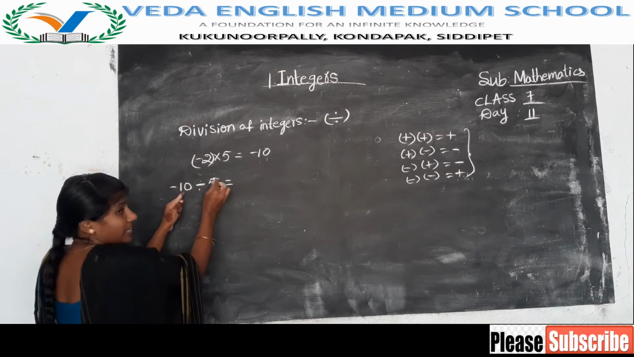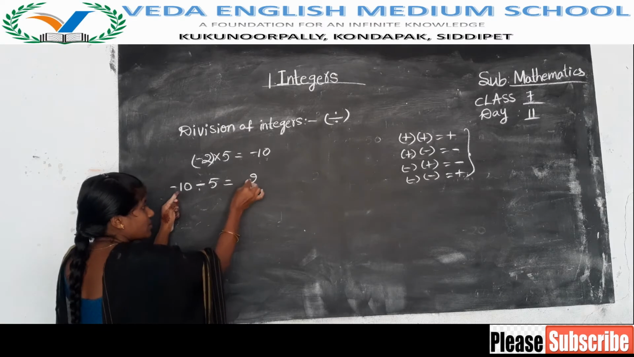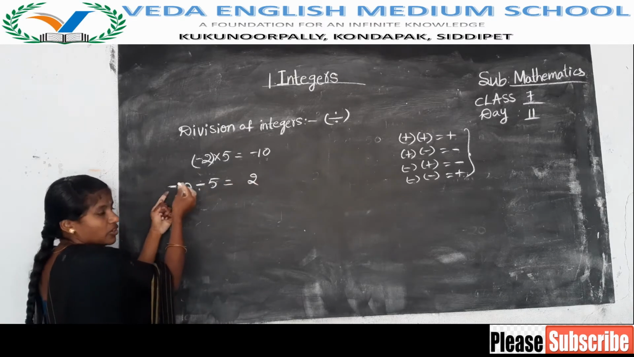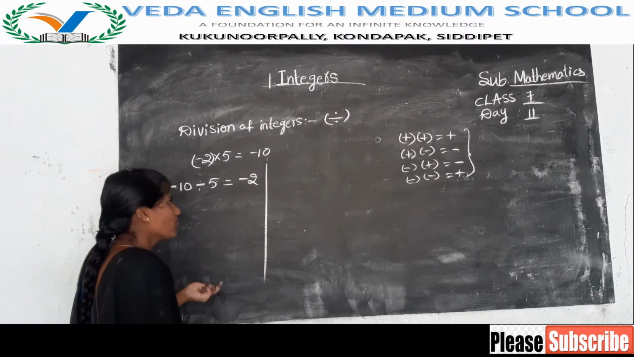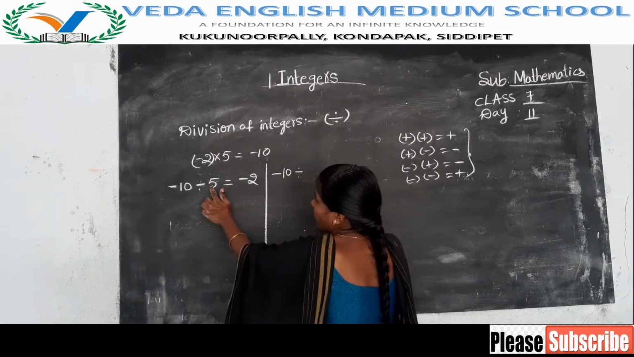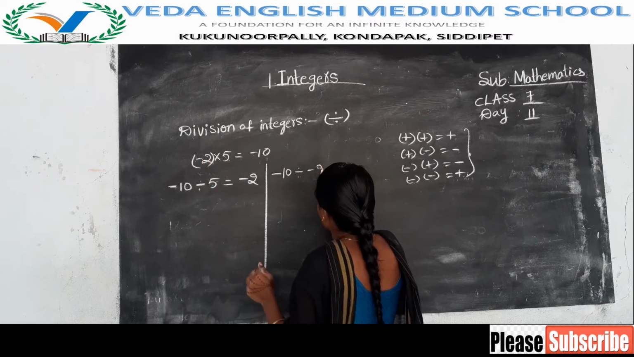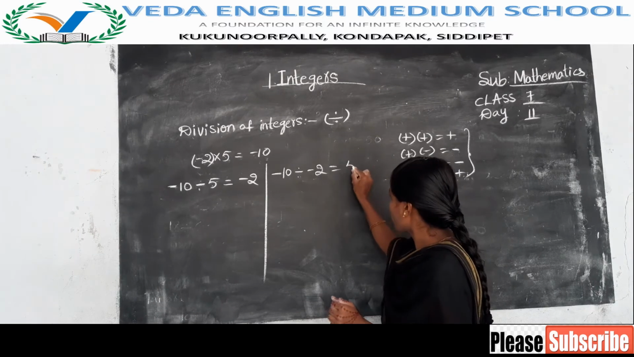How many times does 5 go into 10? 2 times. Now here we have a minus symbol, so we have to keep that minus symbol as it is. Next, write one more division fact: minus 10 divided by minus 2. In the 2 table, 10 is possible, that is 5 times.